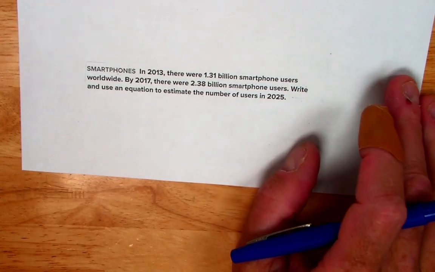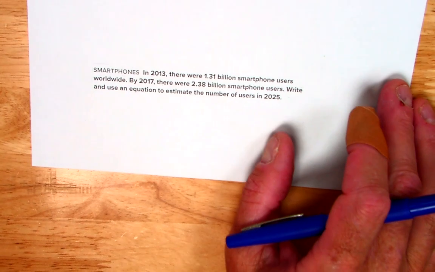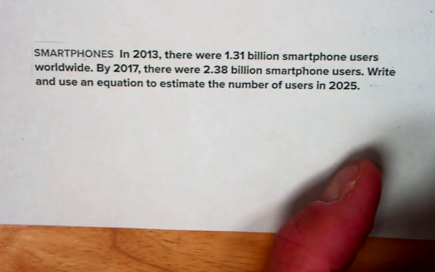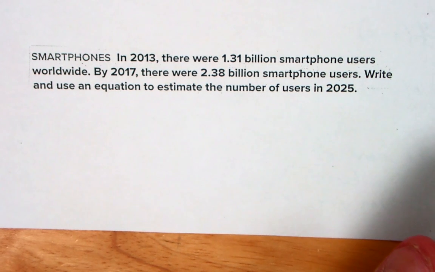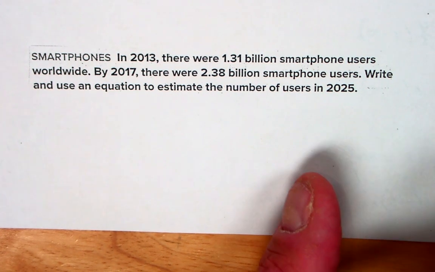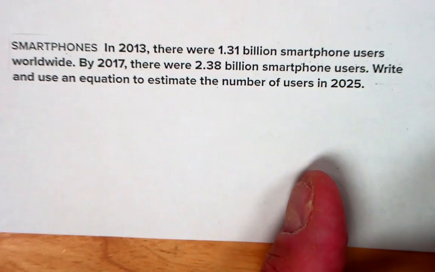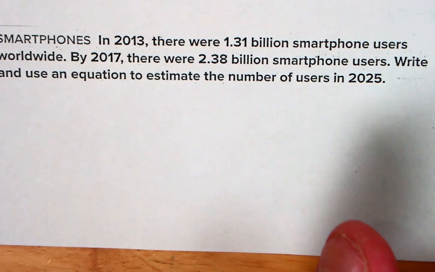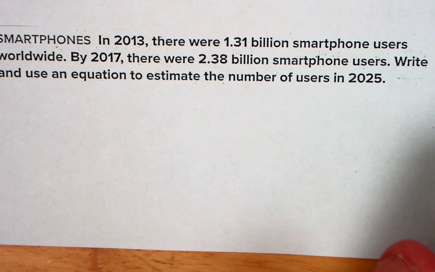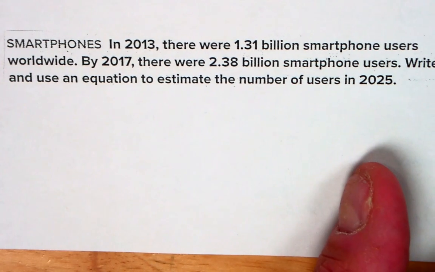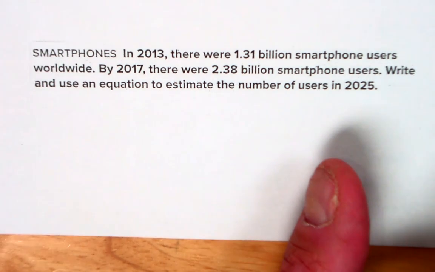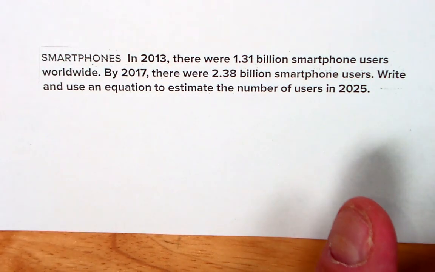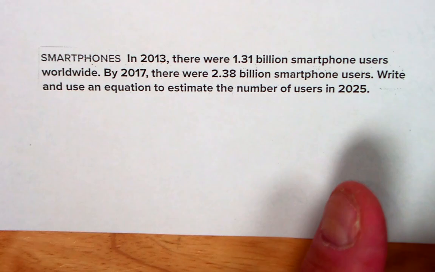So now we're going to skip down to the bottom problem. Guys, don't disappoint me here. In 2013, there were 1.31 billion smartphone users. Billion. Wow. Jeepers. Yeah, that's a lot. Remember that a billion seconds is 31.7 years. So that's where the wow comes from.